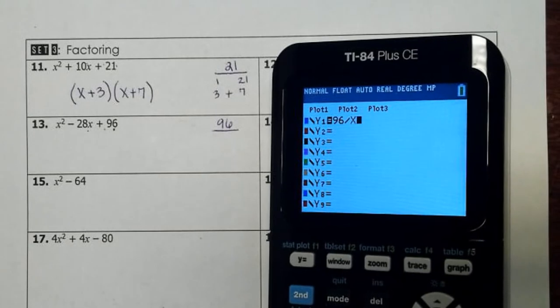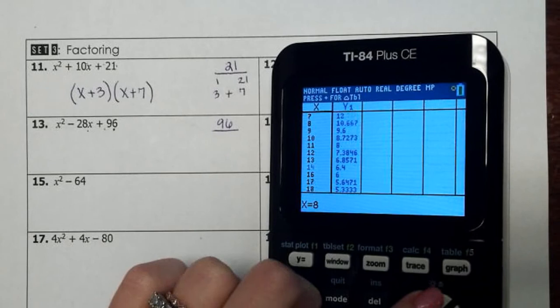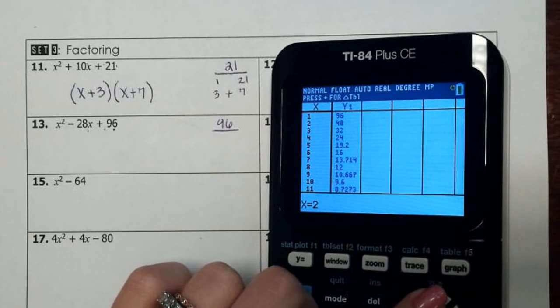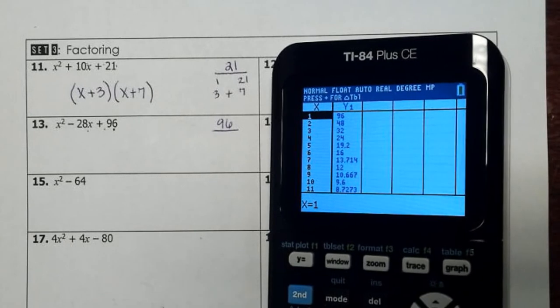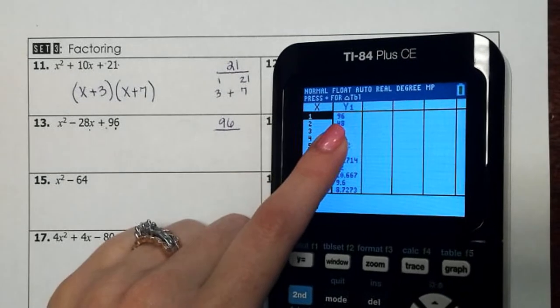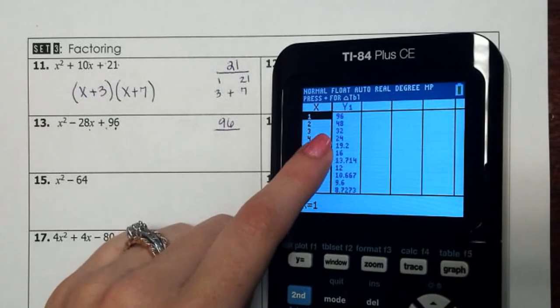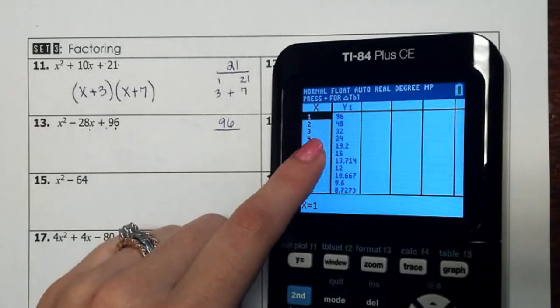Okay, then what I'm going to do is I'm going to hit second graph. And I'm going to scroll up just so that I can see the factors. Now, I'm not worried about any of the decimal factors. So this is showing me that 1 times 96 will give me 96, 2 times 48, 3 times 32, 4 times 24.